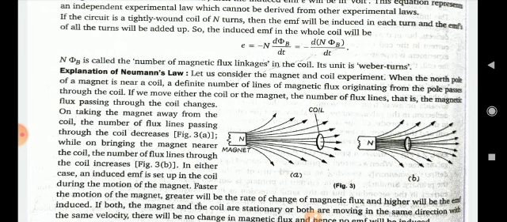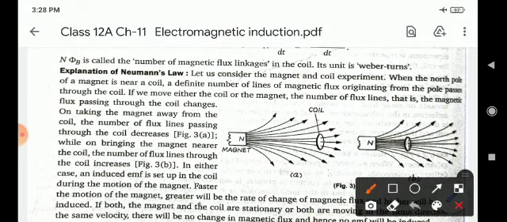If we move either the coil or the magnet, the number of flux lines, that is the magnetic flux passing through the coil, changes. On taking the magnet away from the coil, the number of flux lines passing through the coil decreases, while on bringing the magnet near the coil, the number of flux lines through the coil increases. See this picture.